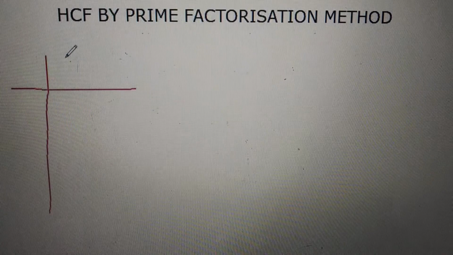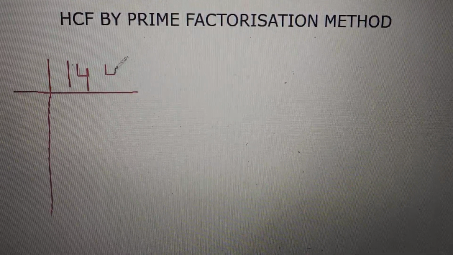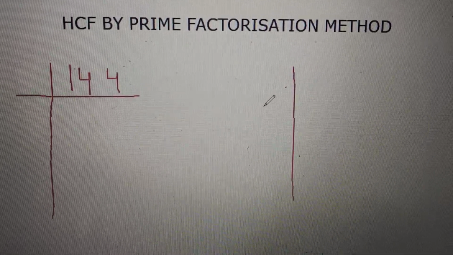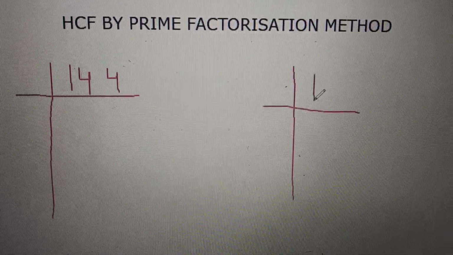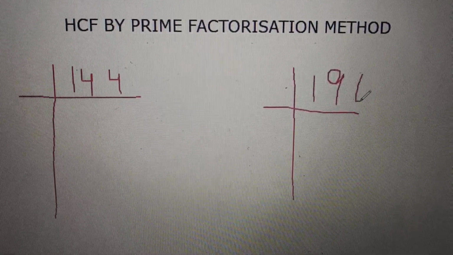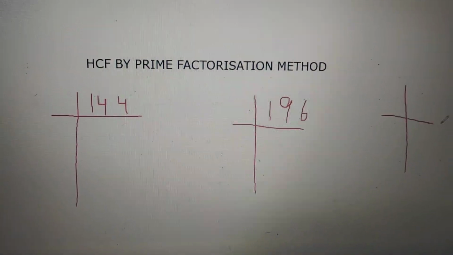The numbers are 144, 192 and the third one is 216. So basically we have to find the greatest common factor of all these three numbers, which wholly divides all these three numbers.